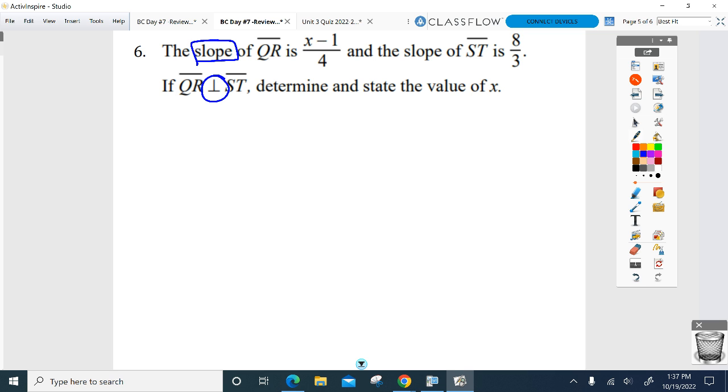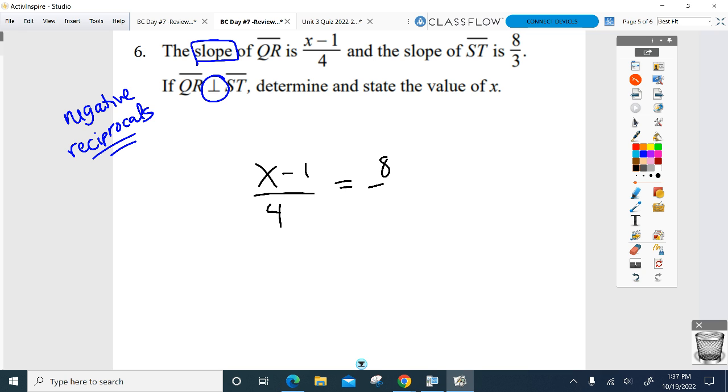They are negative reciprocals of each other. Correct. They're not equal to each other. They're negative reciprocals. So if I take the slope of QR, which is x minus 1 over 4, why is this incorrect? Equals 8/3. That's an incorrect equation to solve. Why? What do we know about the two lines? Perpendicular. Maybe if I replace perpendicular with what, this would be true?